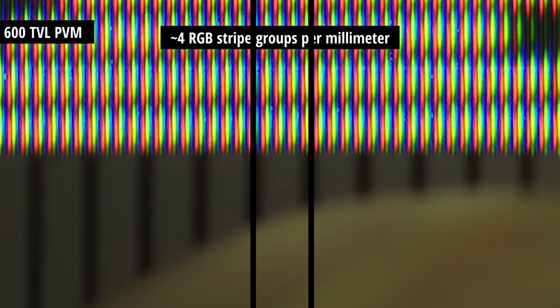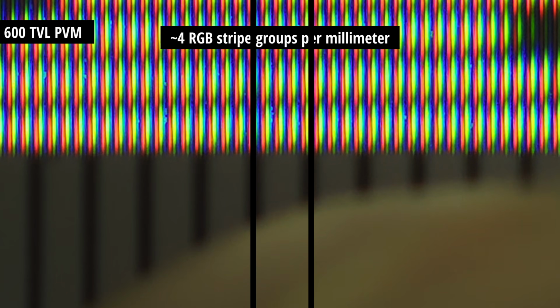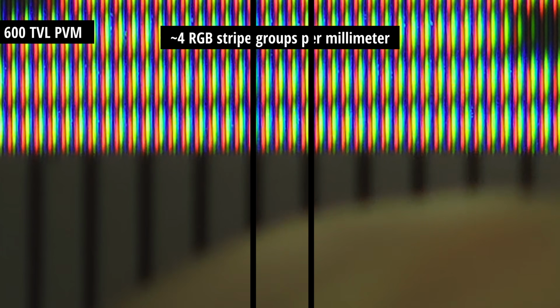Now just know this is not a TVL measurement. TVL is measured with the test pattern. So how many alternating vertical black and white lines the CRT can actually resolve across a width equal to the screen height. So this is not that.